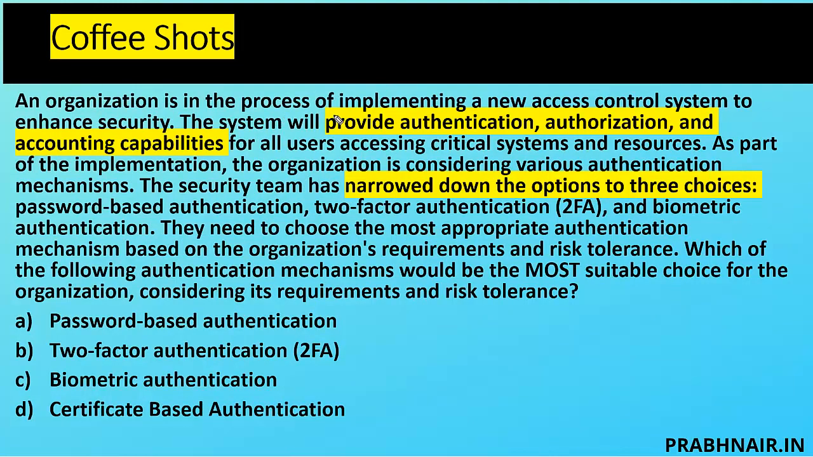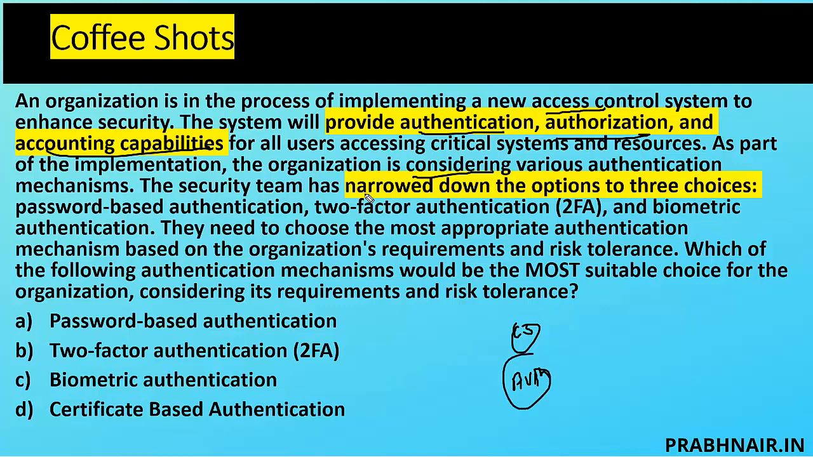An organization is in a process of implementing a new access control system to enhance security. The system will provide authentication, authorization, and accounting capability for all users accessing the critical system. So critical system is a keyword. As a part of implementation, the organization is considering various authentication mechanisms. So the question focuses on authentication mechanism.